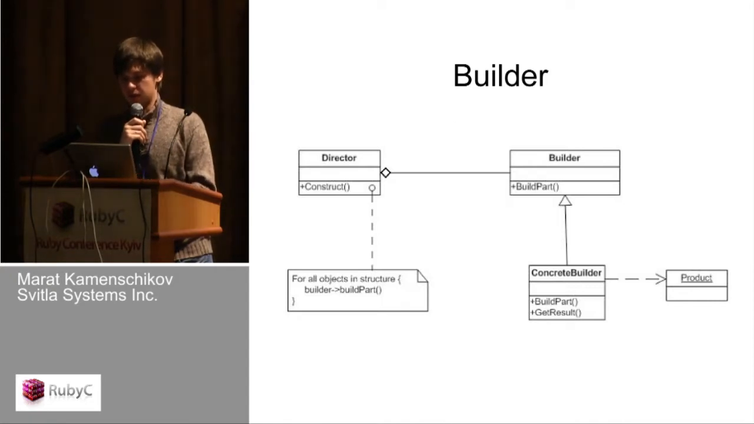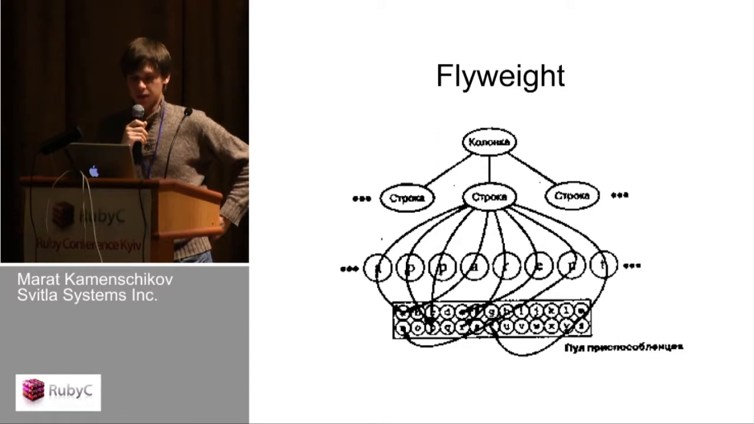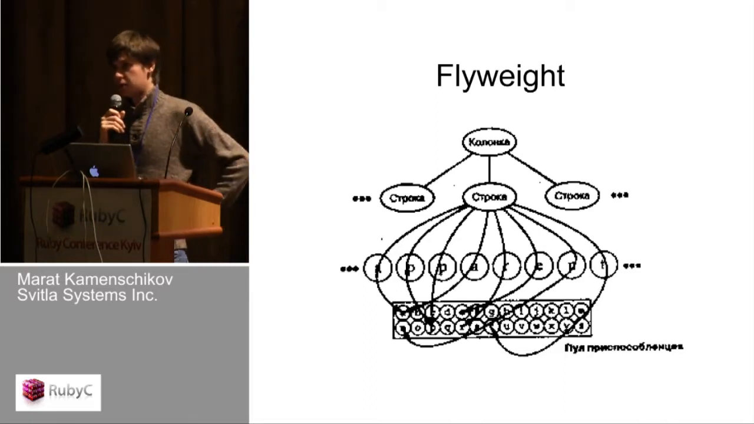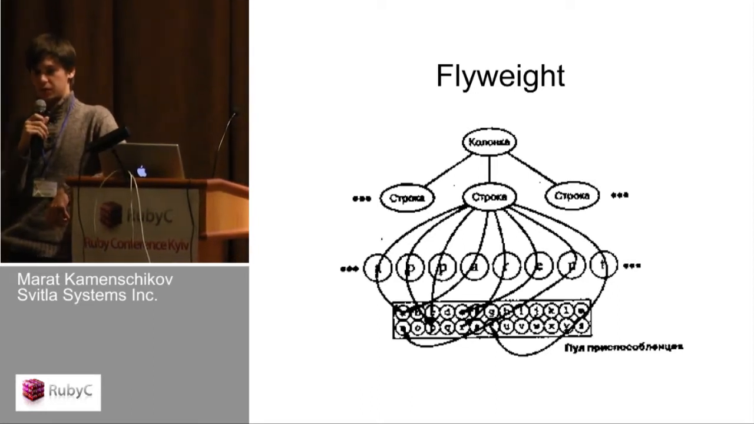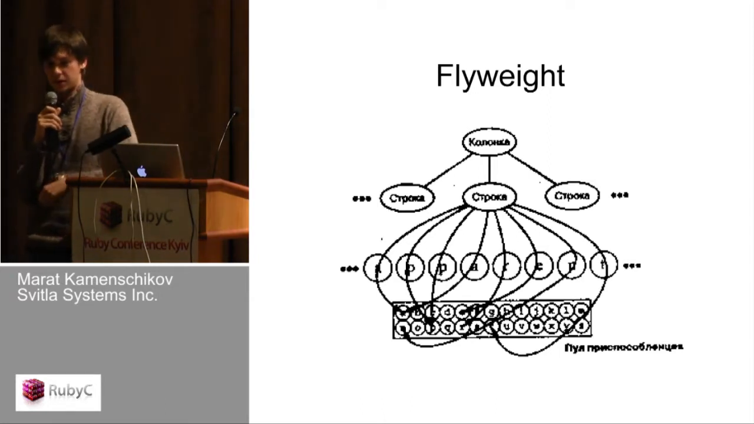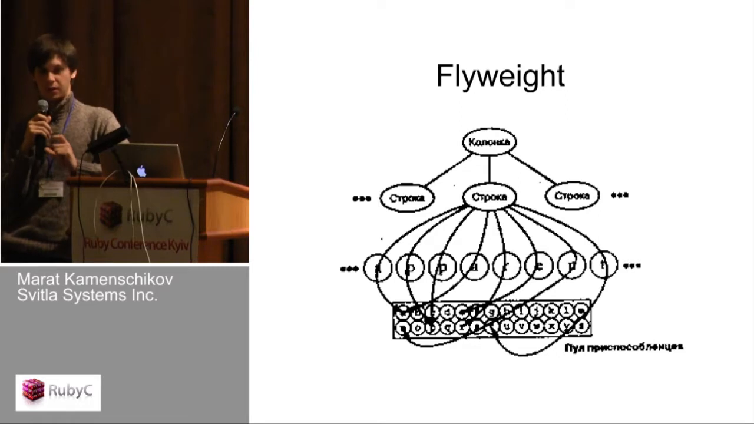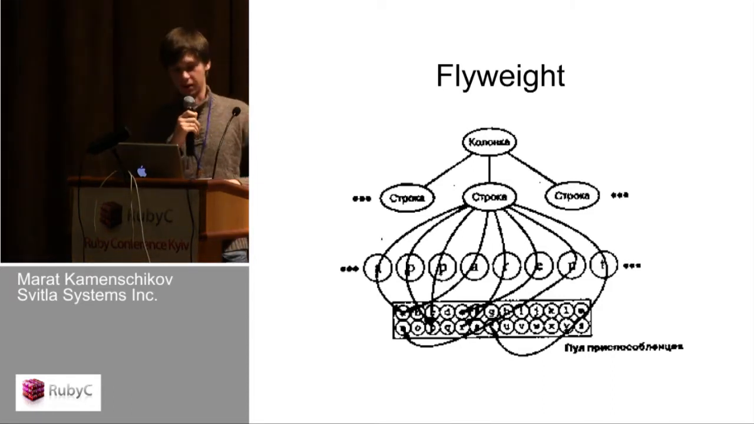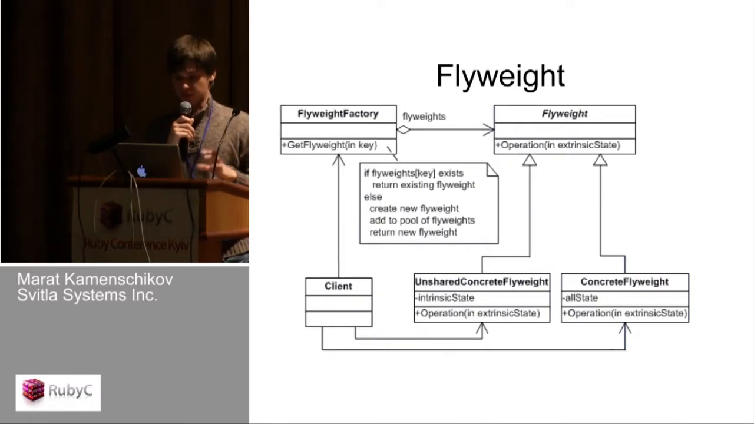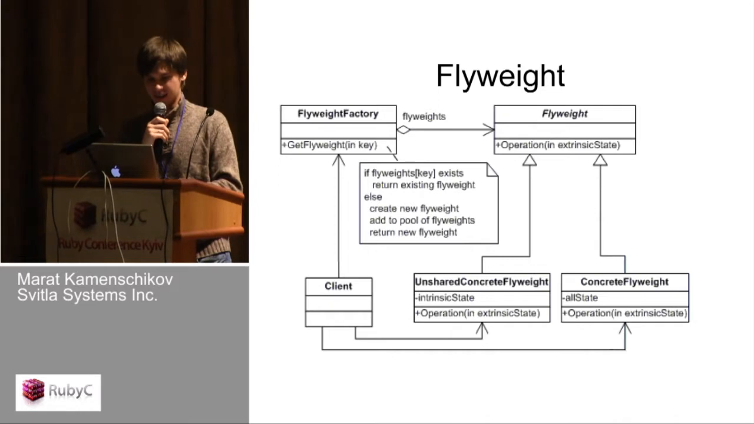The next one was Flyweight. Flyweight is used when you have to show, for example, symbols in one string, but different symbols are used several times there. So you have just one pool of flyweights in memory, and you keep only one instance of each object in memory, and you show them using different approaches. Okay, so this is the flyweight diagram. It's very hard to understand.